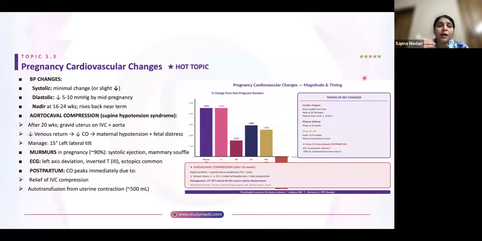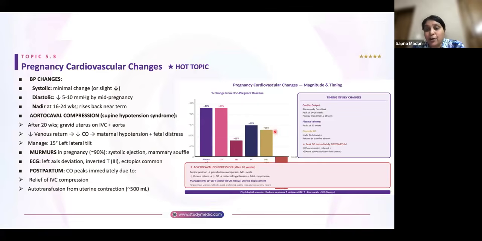Postpartum, the cardiac output will peak immediately because there is, again, relief of the inferior vena caval compression, and therefore an increase in the venous return, and also auto transfusion from uterine contraction, which is around 500 ml. That is why you do not give ergometrine in anemic patients or heart patients, because you do not want more uterine contractions to push a lot of blood into the system, as the patient can go into heart failure. Okay. So just a little bit in this slide.